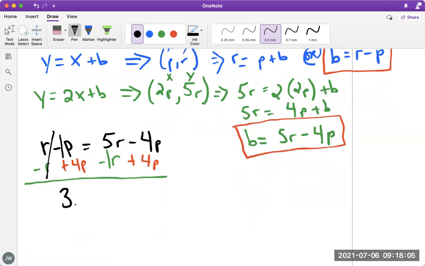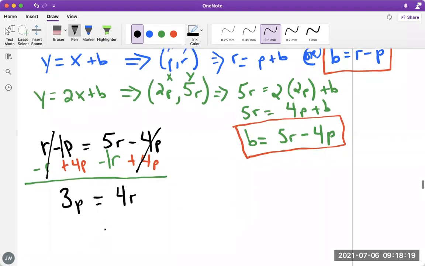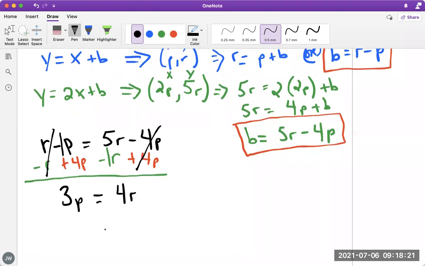So I have 3p here, and then these cancel. 5 minus 1 is going to give me 4r, okay? And remember I said, which one was top? Which one's in your numerator? R over P. Okay, so since we're looking for R over P, we're going to divide which side?